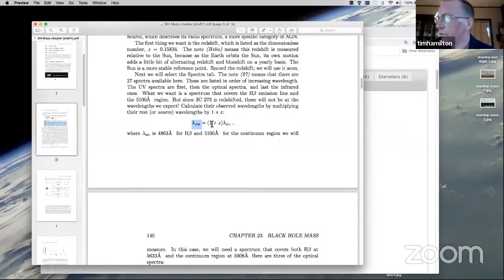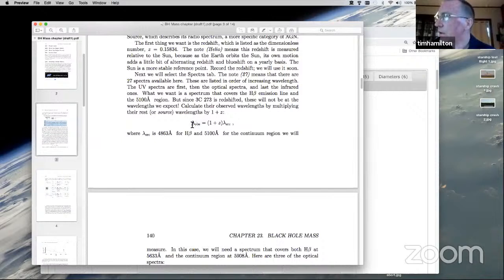So the Doppler shift equation for small shifts, the observed wavelength is simply, actually this applies to all shifts, 1 plus z times the source wavelength. Source being what's emitted, observed being what we see here. So that factor of 1 plus z appears over and over and over when we do these calculations.